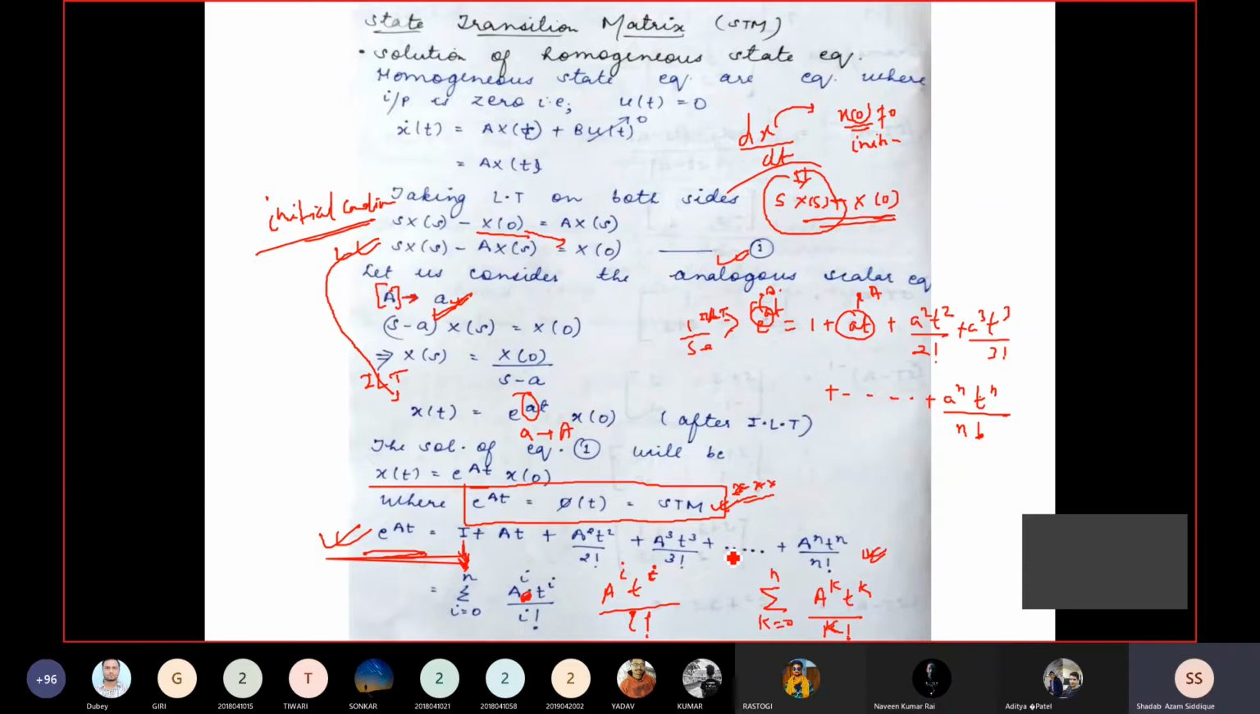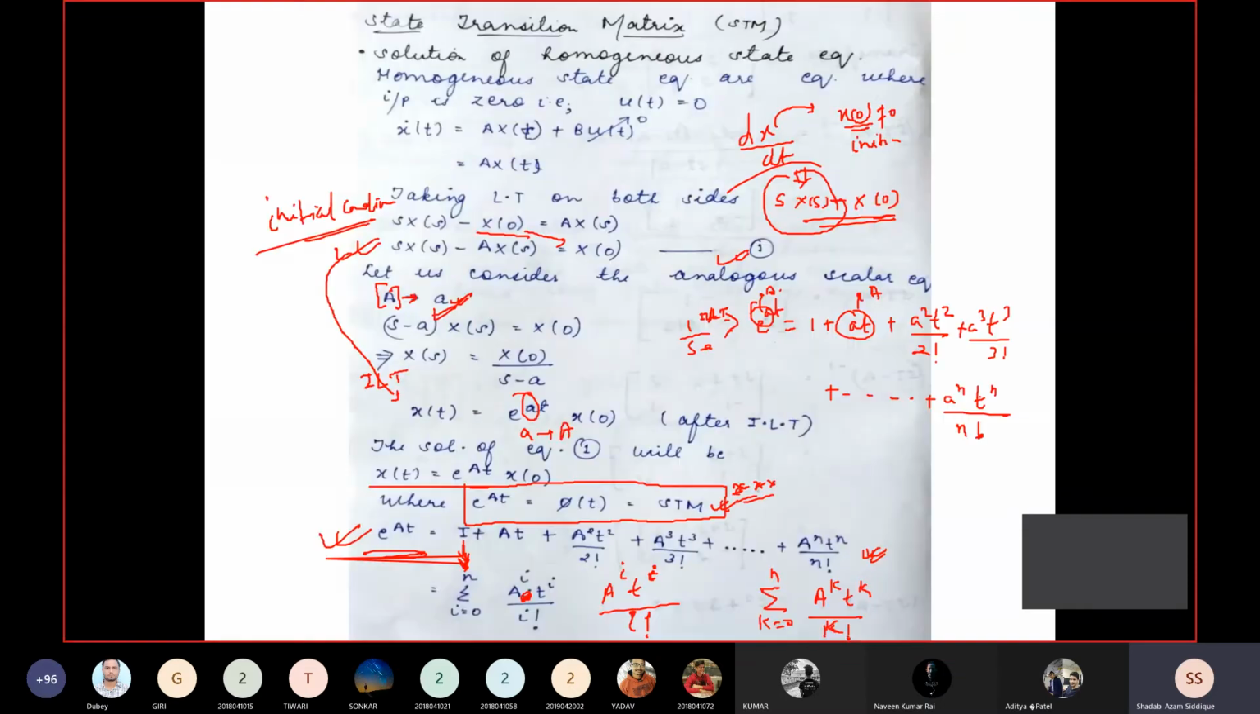Now move to another part, which is called the properties of the state transition matrix. Before going to the properties, try to find phi of s. We have phi of t, which is equal to the Laplace inverse of phi of s. Phi of t is equal to e to the power At.